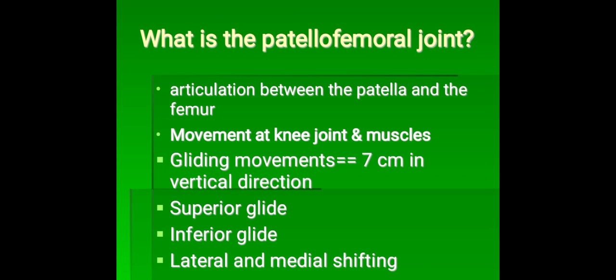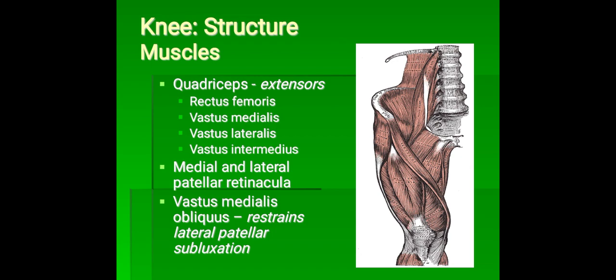What is the patellofemoral joint? It is the articulation between the patella and the femur. It allows movement at the knee joint and the muscles. It provides gliding movements of about 7 cm in the vertical direction, which include superior glide, inferior glide, and lateral and medial shifting.